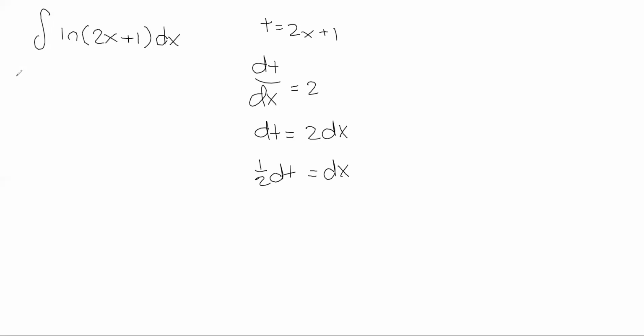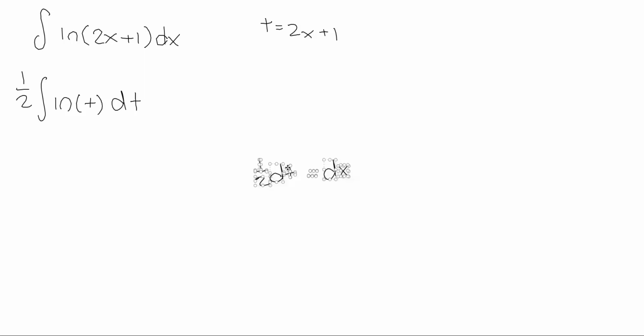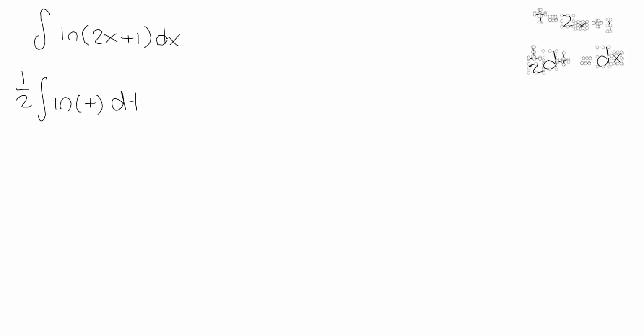So let's go ahead and rewrite this integral. We're going to have 1/2 the integral of natural log of t. We're going to have the natural log of our parameter t. T is our parameter in this case. So now that we have this written in terms of our parameter, now is when we want to use integration by parts. Let me move this aside, give us a little bit more room to work. Over there would be good.